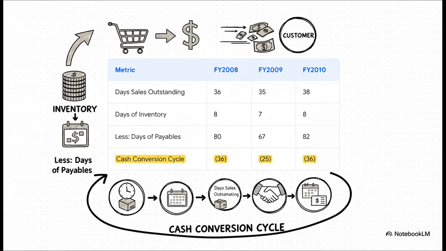It sounds complicated, but it's not. It just measures 3 things: how many days it takes you to sell your stuff, how many days it takes you to get paid by your customers, and then it subtracts how many days you take to pay your suppliers. So let's apply this to Dell, remember them from our mystery, and you can really see the magic of their business model.